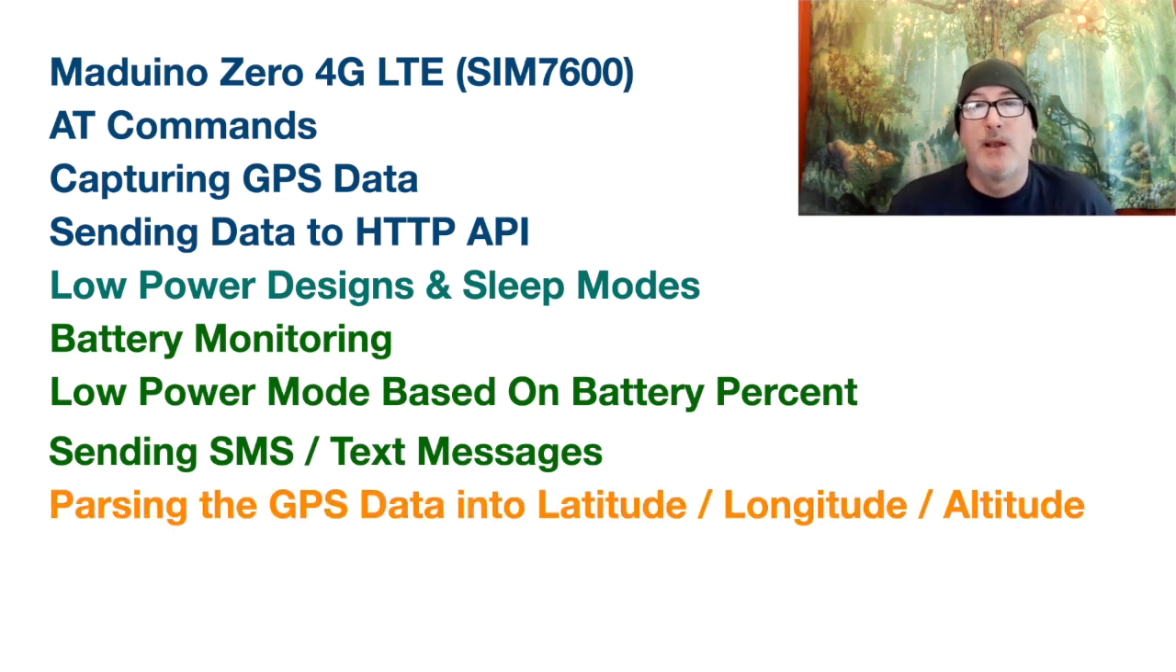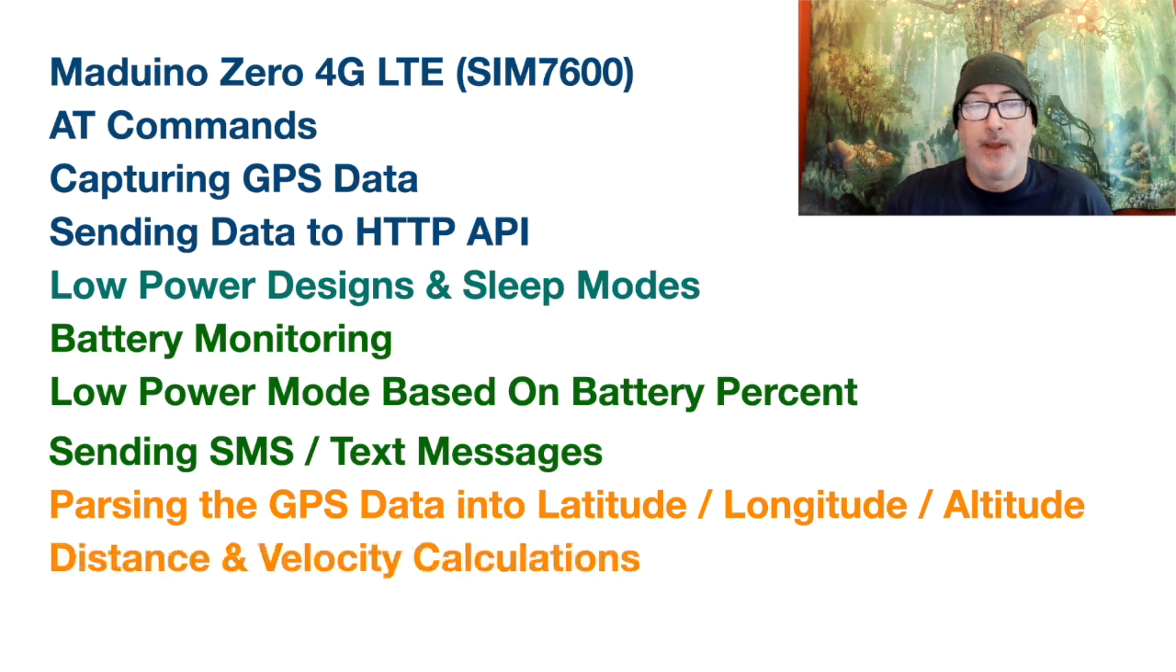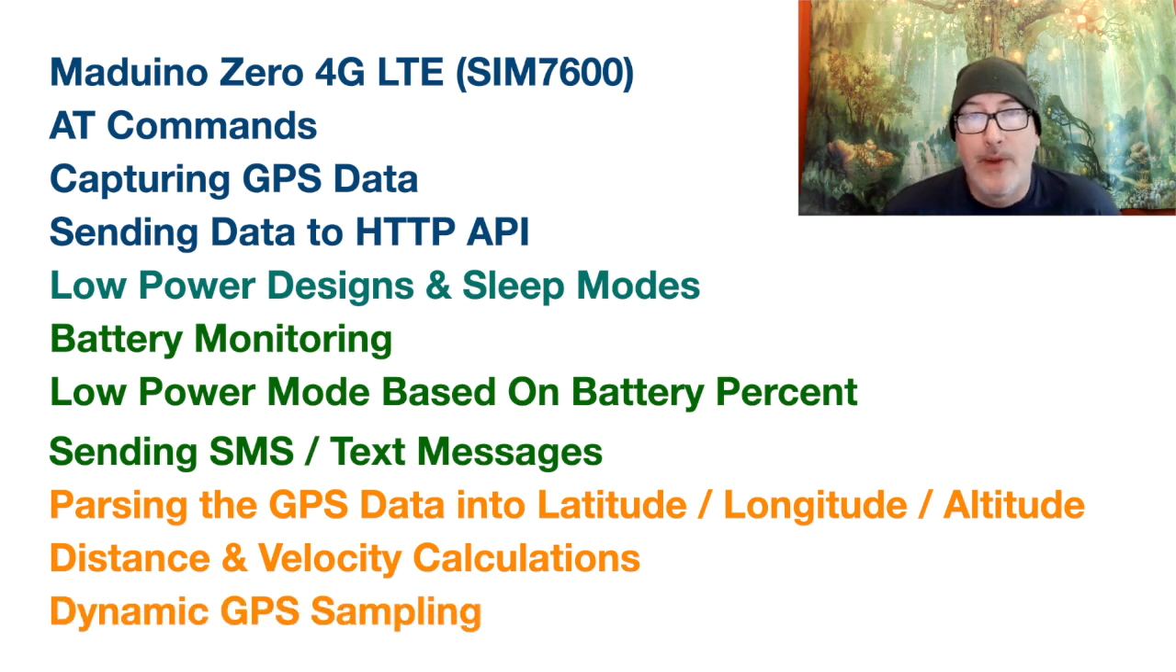In this video, we're going to introduce a few new features and wrap up a few loose ends. First of all, we're going to introduce parsing the GPS data on the board. So far, the data that we've collected, we just left it in string format. In this video, we're going to parse that string and get lat long and altitude. In addition, we're going to use that data to calculate distance and velocity. And finally, we're going to use our newfound data to introduce the concept of a dynamic GPS sampling.